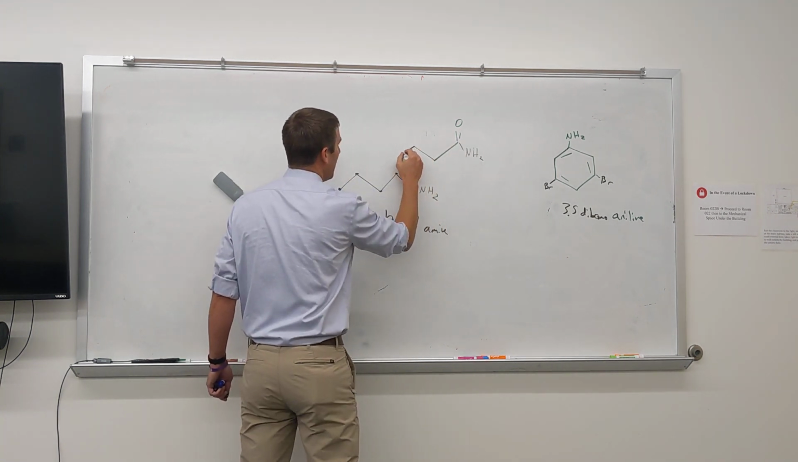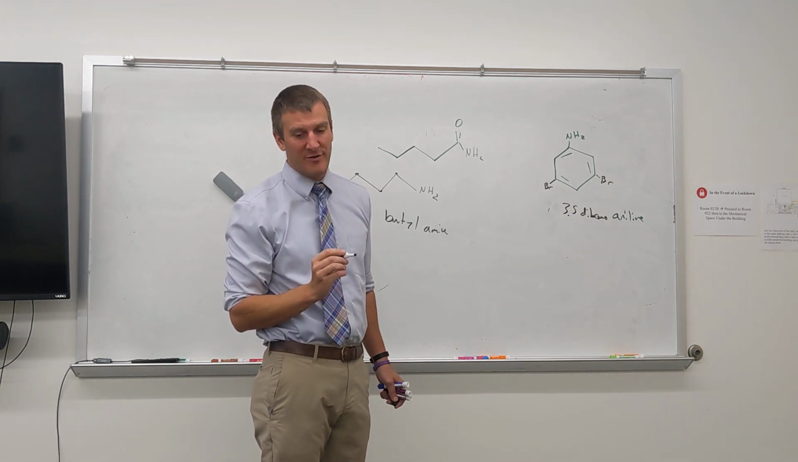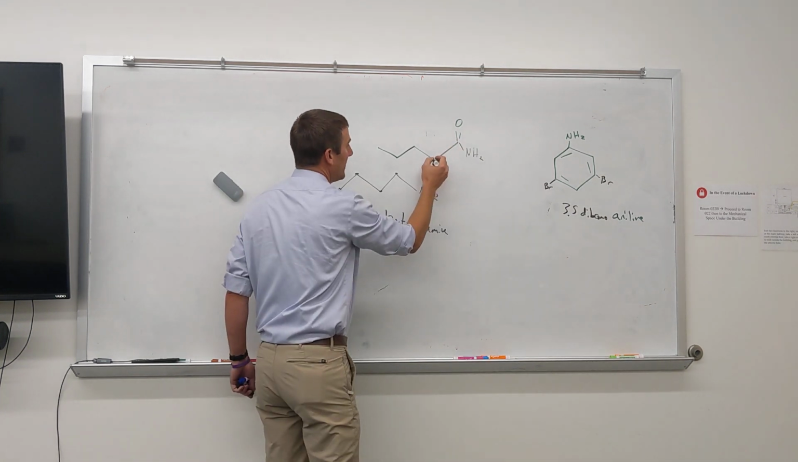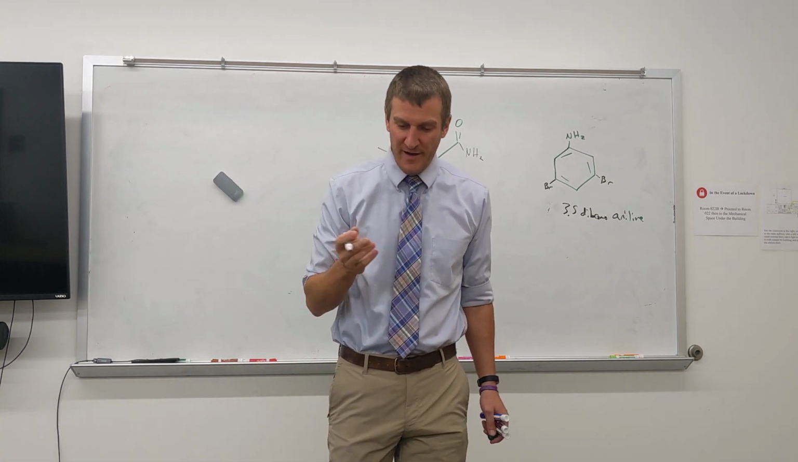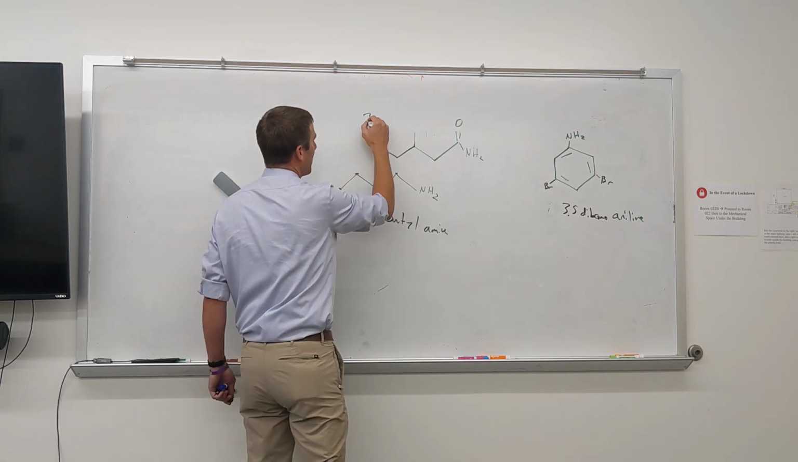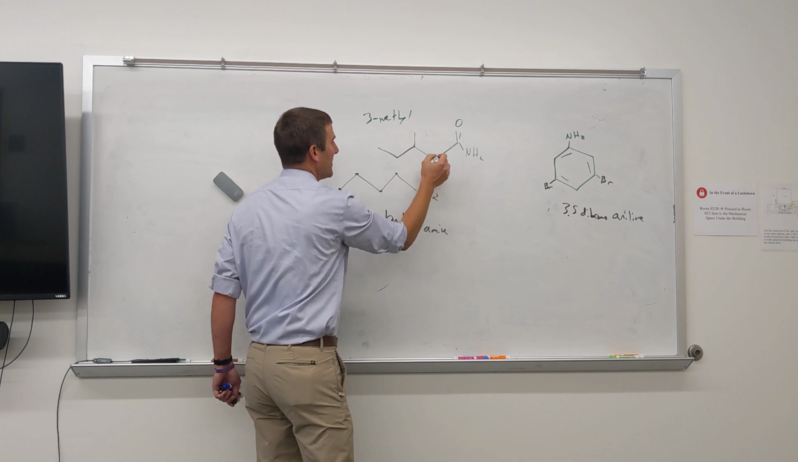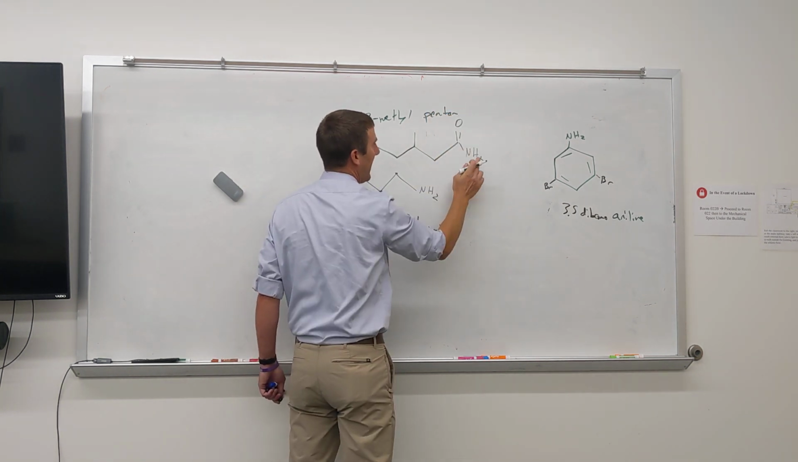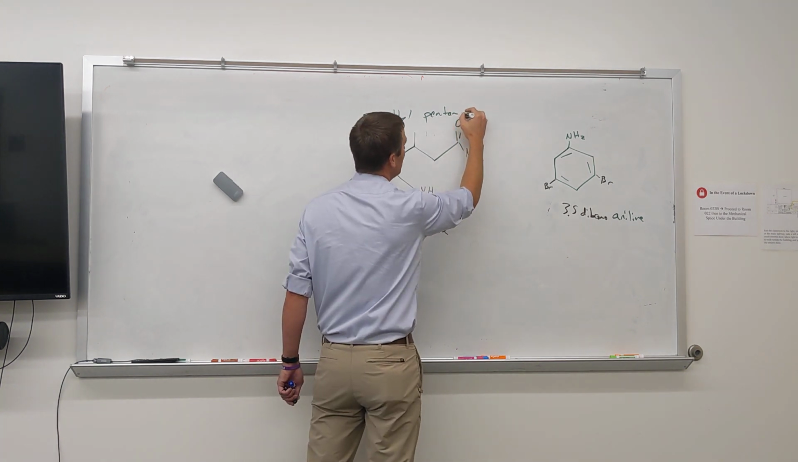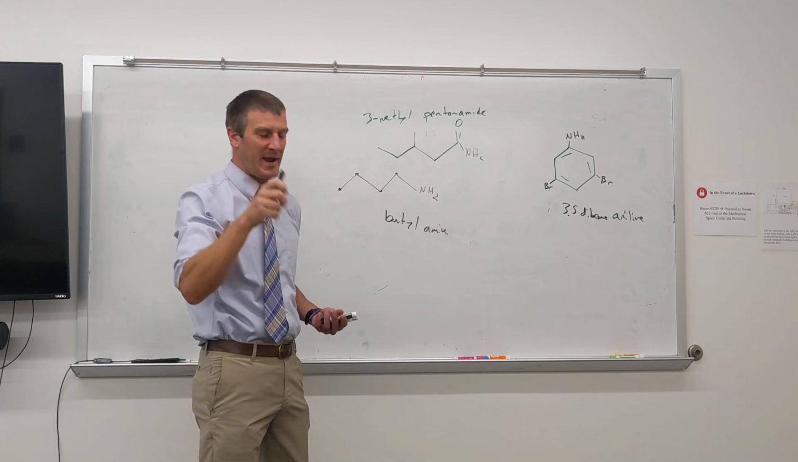And lastly with D, I have 1, 2, 3, 4, 5 carbons in the longest chain. After 1, 2, 3, I have a methyl group. So if I have a methyl on the 3, wouldn't that be a 3-methyl? And if I have 1, 2, 3, 4, 5, wouldn't that be a pentan? And since I have an NH2, pentanamide. Very good, students. Thank you so much for paying attention.